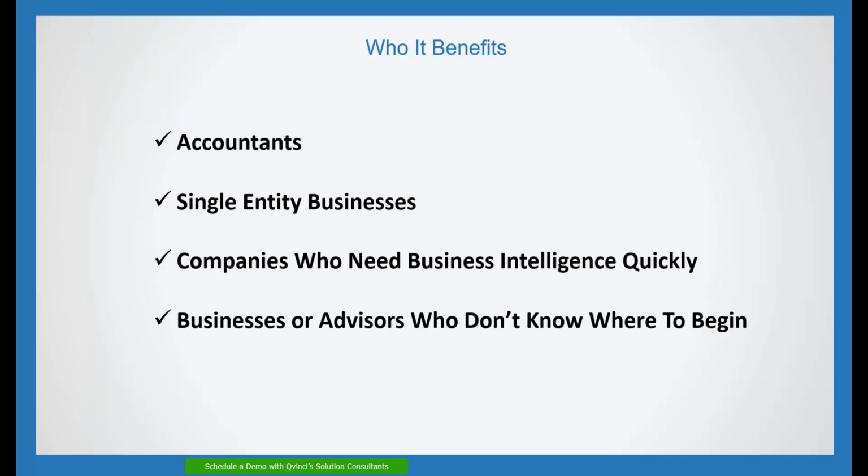And businesses or advisors who don't really know where to begin. You know, there's a million things you could do in business intelligence, and is it meaningful? You should always ask yourself this question: what meaningful thing, what significant thing will I do with this data if I have it? And you want to be able to make important decisions very, very quickly. And so Qvinci's Auto KPI Scorecard will roll this analysis up for you automatically.